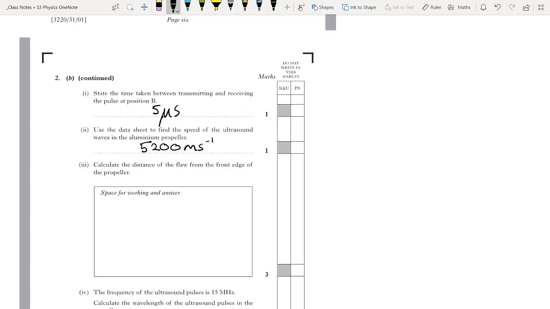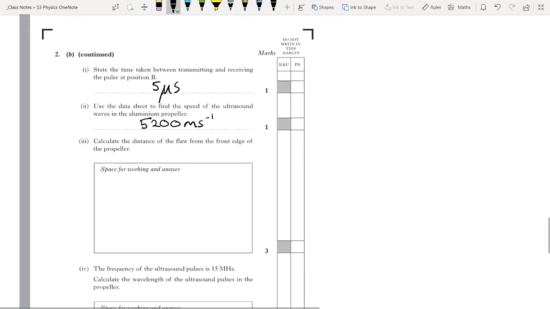Transmission to receiving, yeah. So the x-axis is the time there and back. The y-axis is just the energy. So basically, if it doesn't go as far, it doesn't lose as much energy.